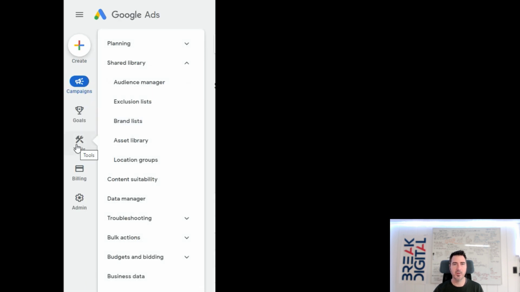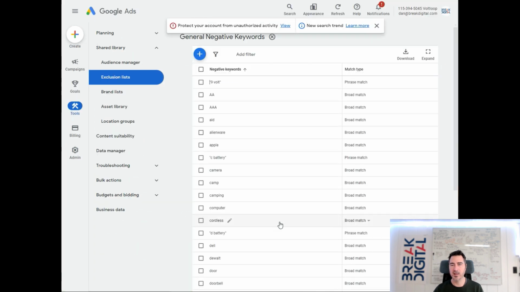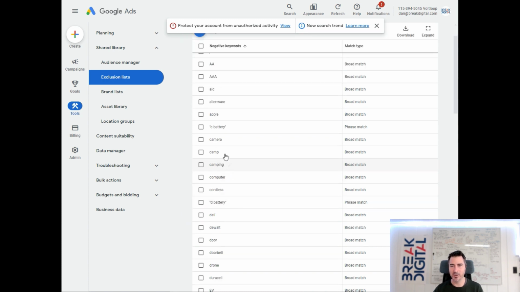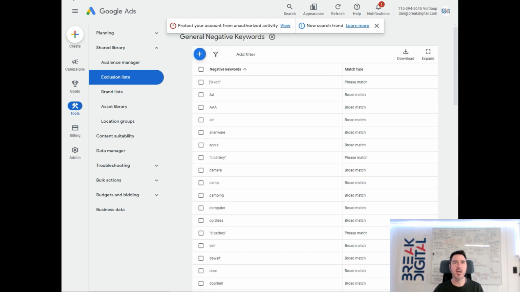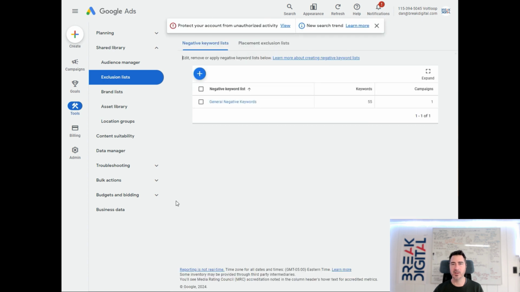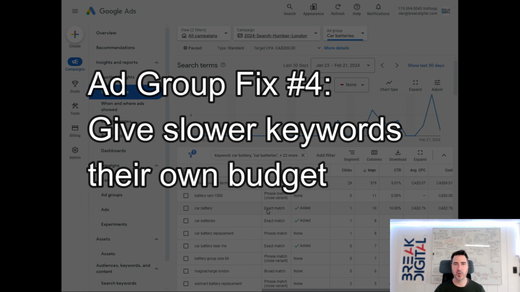If we look in Tools here, Shared Library, Exclusion Lists, we'll find our negative keyword list. And you can see all the kind of stuff that's in here, right? 9-volt, AA, AAA, aid for hearing aid, because anything that needs a battery, right? Cordless, computer, camping, D battery, Dell, DeWalt, doorbell, drone. The list just goes on because those are all searches that we don't want to put money into because they don't represent sales. And there's one more really important thing I want to show you.